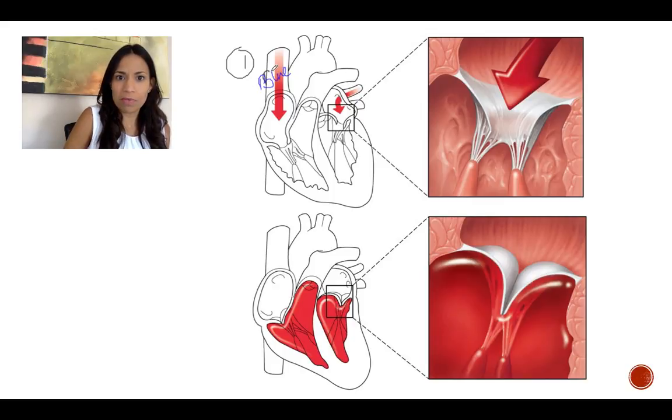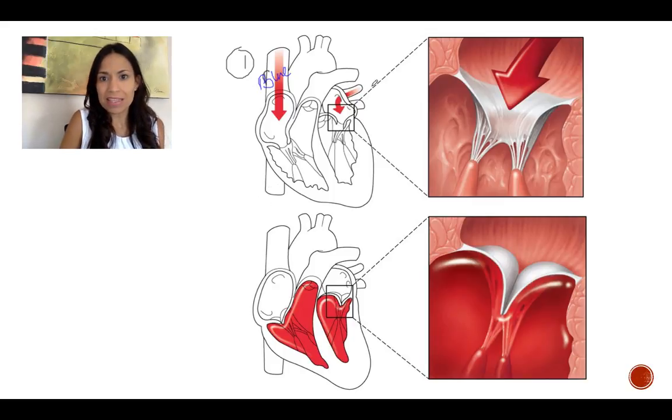On the right side it's coming from the superior and inferior vena cava. In the left atrium it's coming from the four pulmonary veins. All of these blood vessels are veins, the blood vessels opening into the atria. Now the blood is filling by gravity. These valves at this moment are open and they start to fill the ventricles. And while the ventricles are filling, the valves are open.